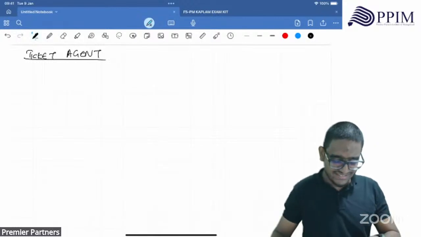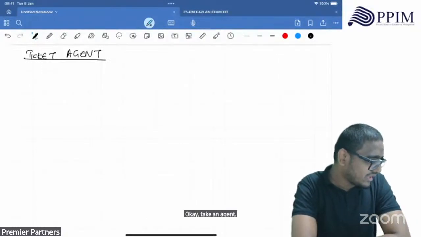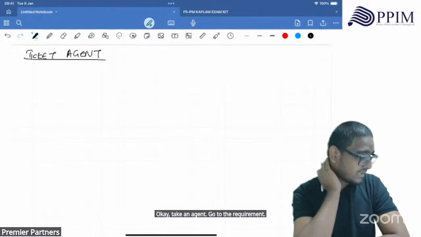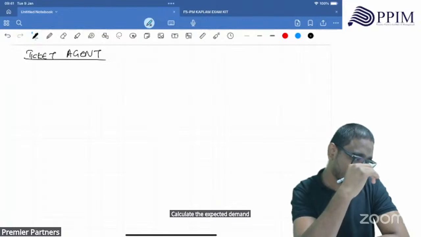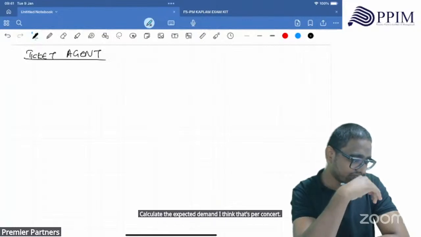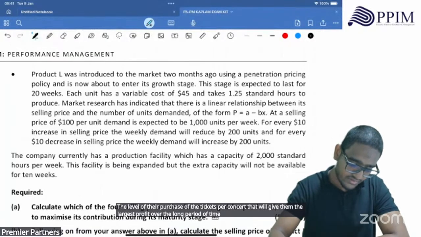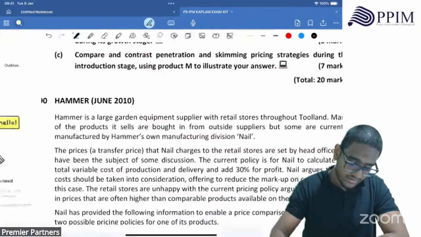Okay. Ticket agent. Go to the requirement. Calculate the expected demand for tickets per concert, and the level of purchase of tickets per concert that will give them the largest profit over the long period of time. Okay, let me see if I can find that question here. It's a ticket.